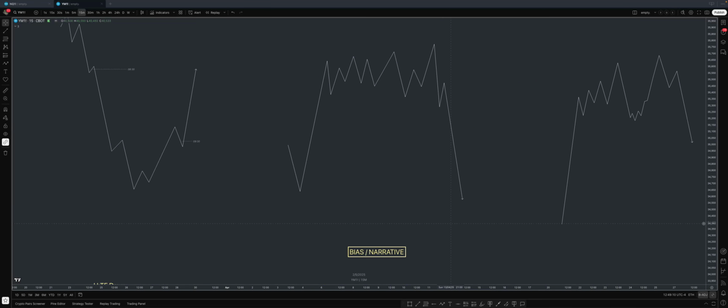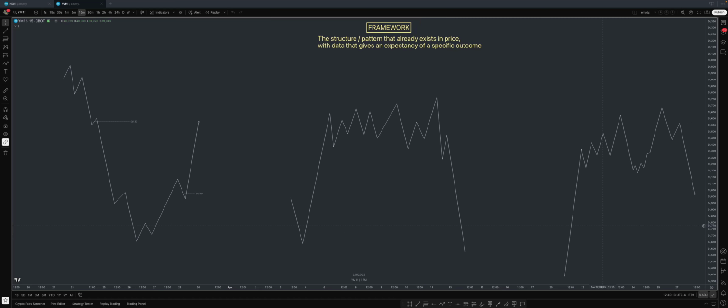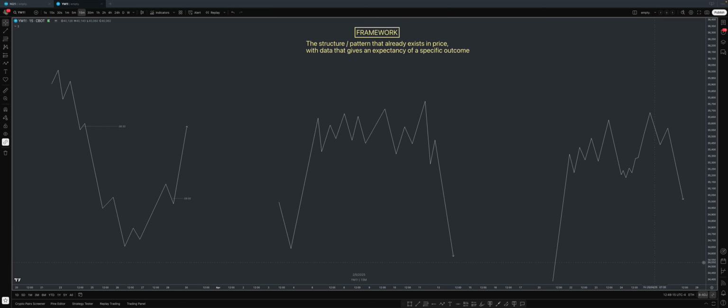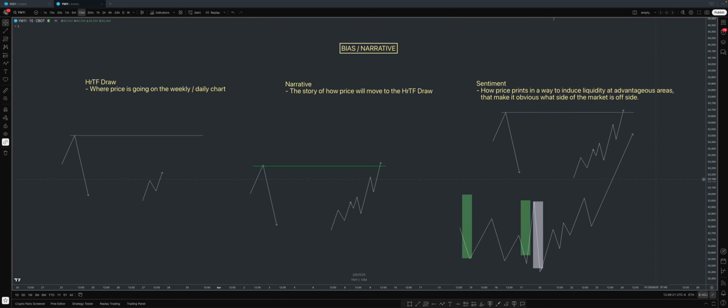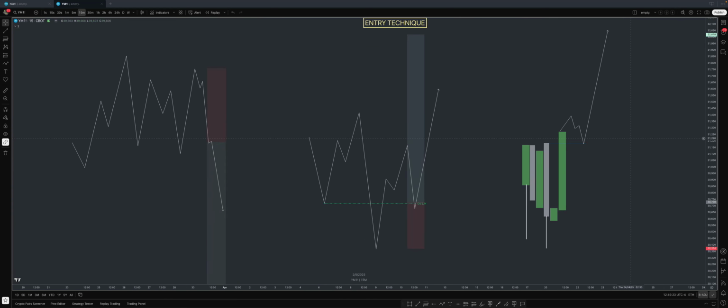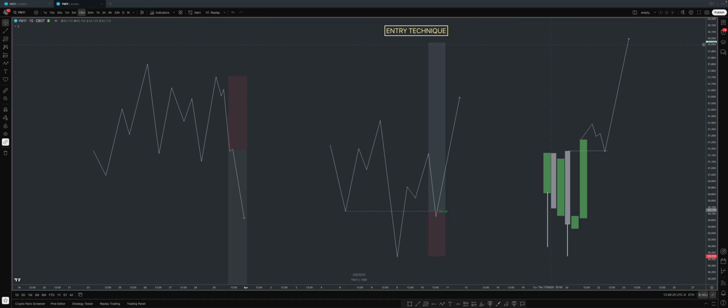So that will do for this particular part of the video. I think that's a pretty good summary on how I come up with trade ideas and make sure it fits in with what I'm expecting, and then find an entry to use to play that model out.